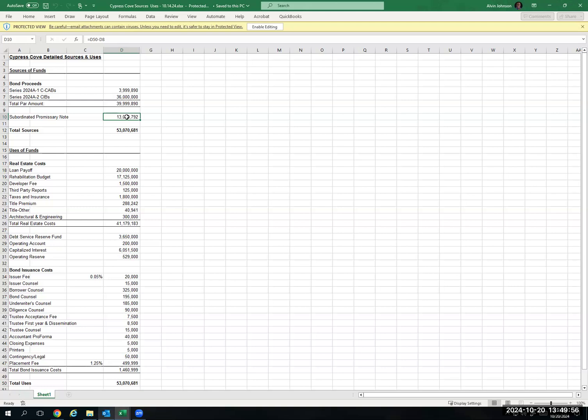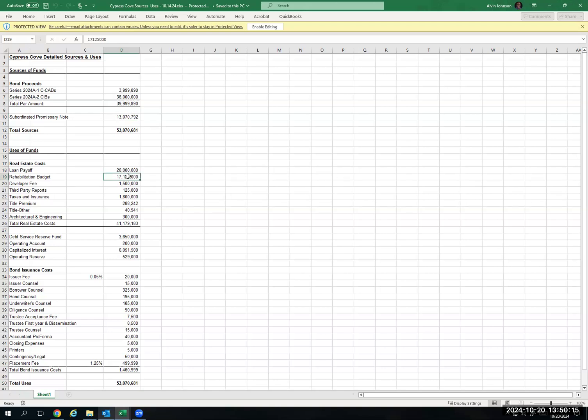Now, this property has a subject to value of $62 million on it. And that sounds like a lot of additional equity, like 12 million. But with this 13 million, we've got $25 million of equity in it. And so that makes the lenders buying the bonds feel a little bit more comfortable.